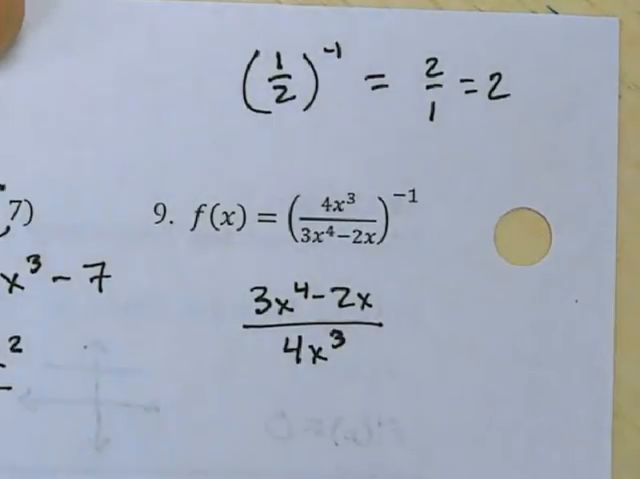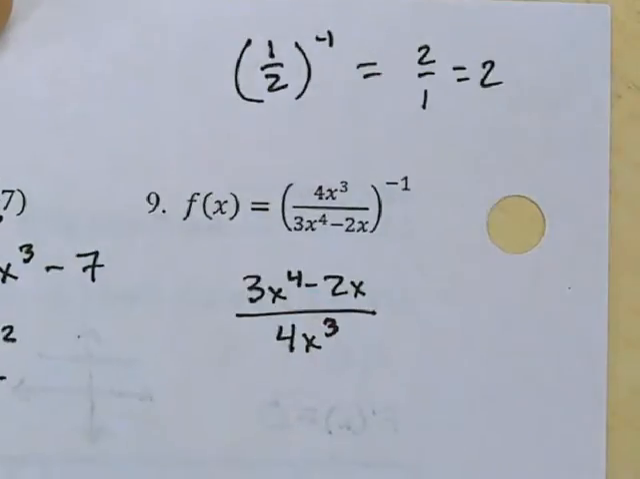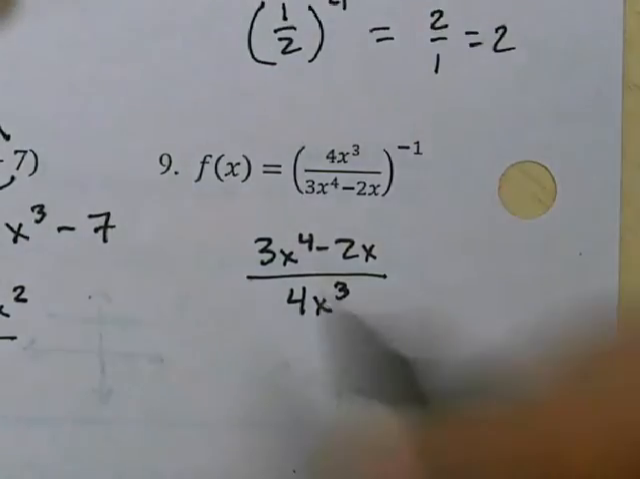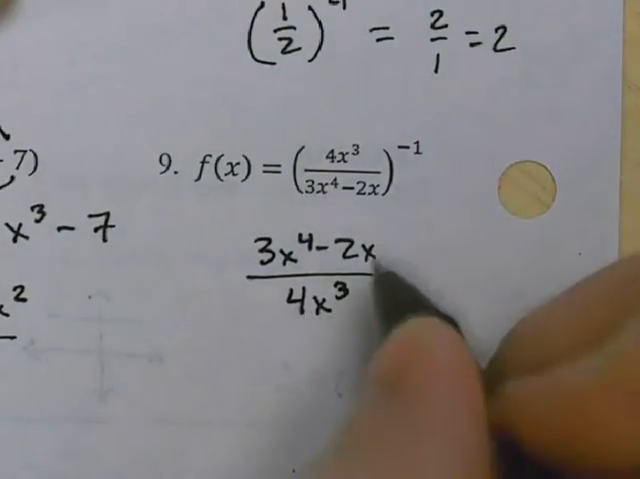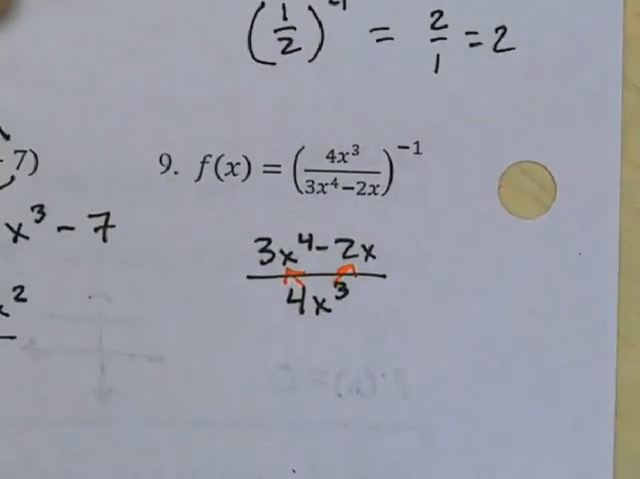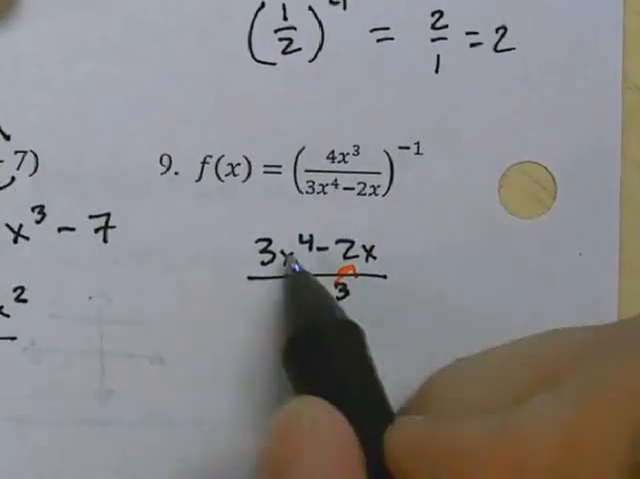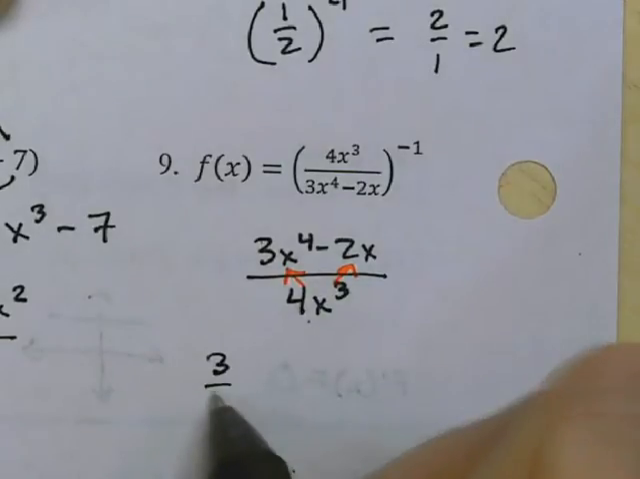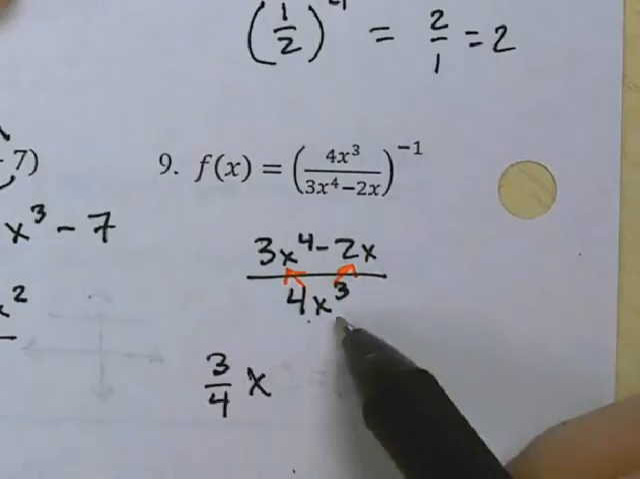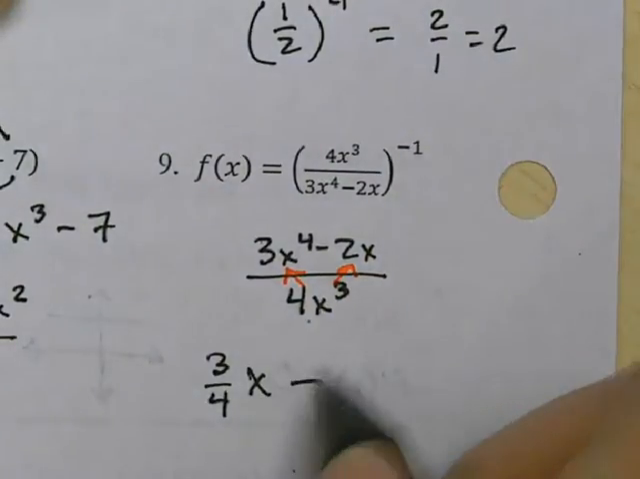This is the problem that some of you guys missed on that last test. We had like sine, we had x plus sine of x over x. You've got to divide both things. If there's a binomial on top and a monomial on the bottom, they both get divided. So this is 3/4 x, because x to the fourth over x to the third is just x, minus 2 over 4 is 1/2.